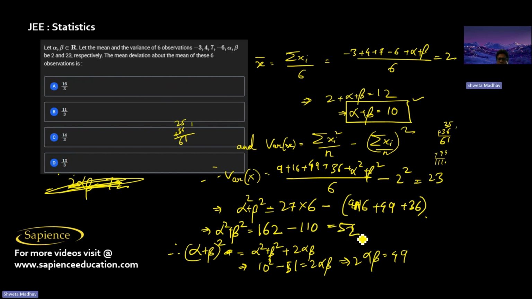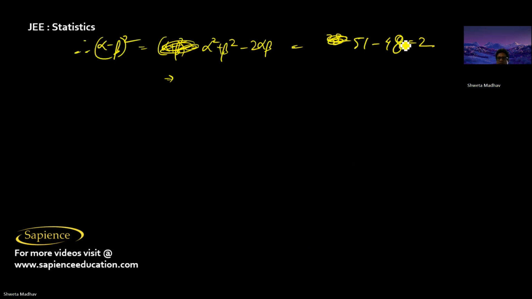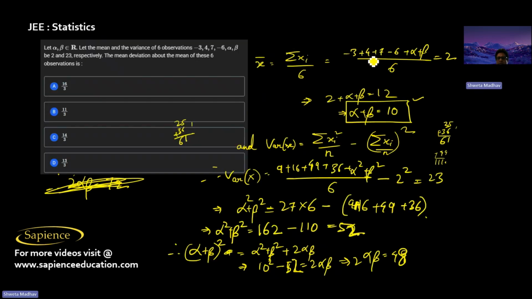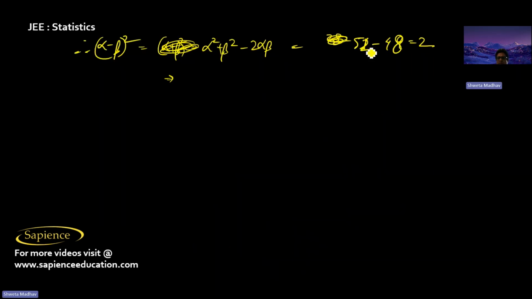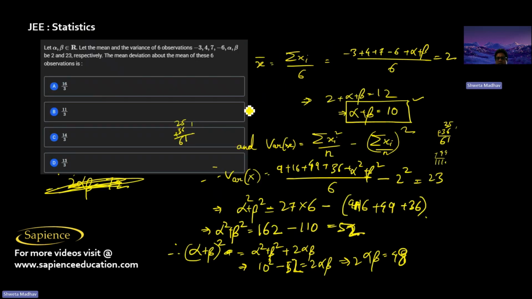It's 52 actually. So this will be 48. The alpha beta is 48. So this is 52 minus 48, so this is equal to 4. So alpha minus beta whole square is equal to 4. So alpha minus beta is equal to plus or minus 2. Therefore alpha plus beta we have found as 10.